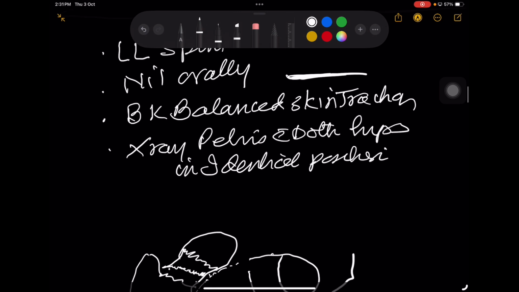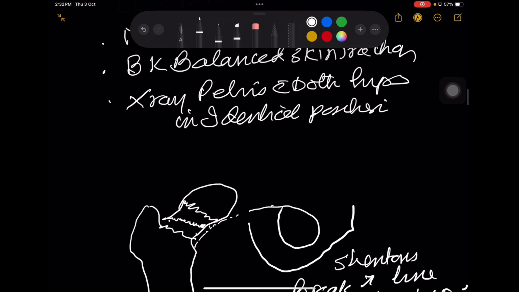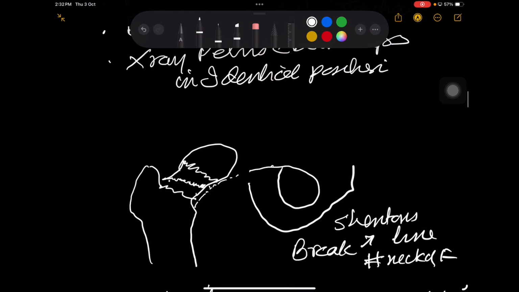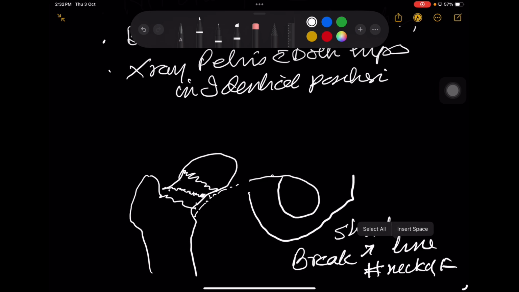Then you take an X-ray of the pelvis with both hips in identical position. In X-ray of the pelvis, read it. They put the X-ray and say read it. So you say there is an X-ray of the pelvis, AP view with both hips in identical position. I say that there is a fracture neck of femur because there is a break in the Shenton's line. In anatomical classification, subcapital, transcervical, basal.